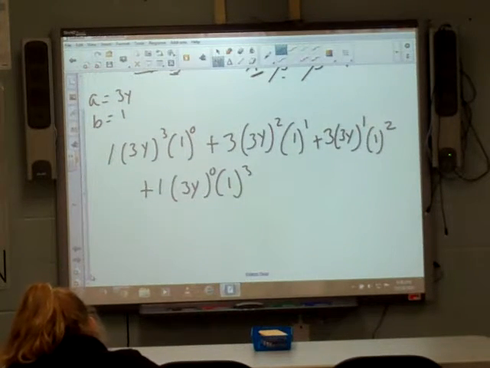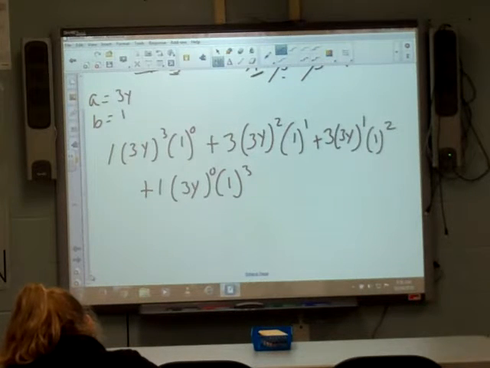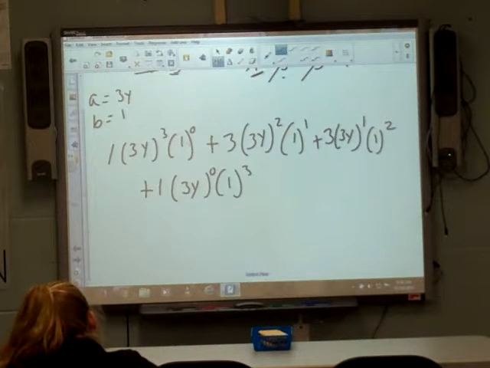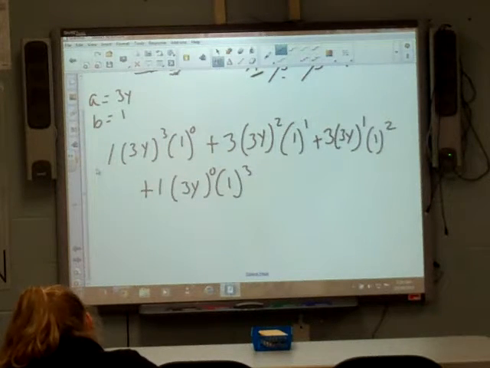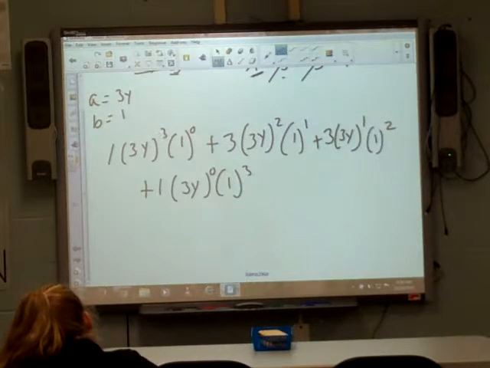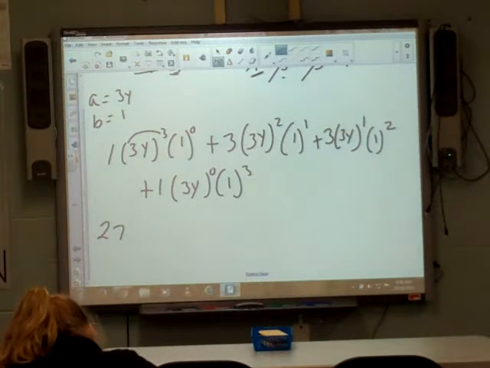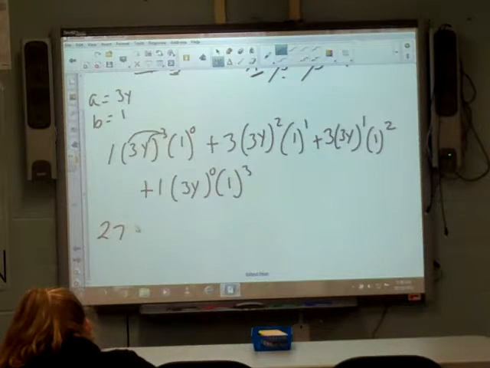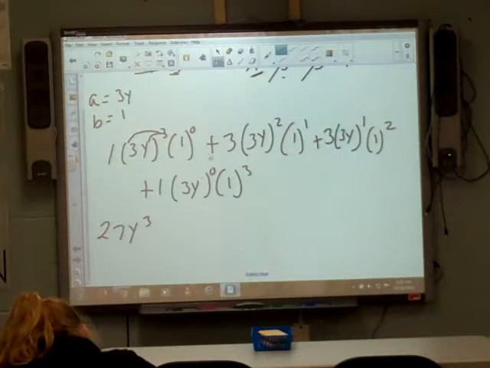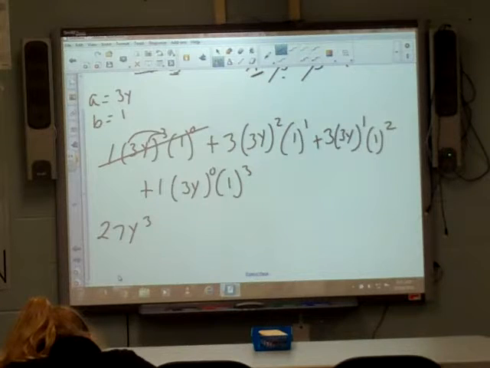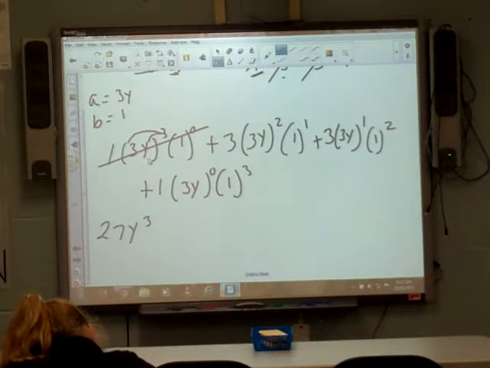Alright, this one's going to be a little bit trickier to clean up because our A had a 3 with it. It wasn't just a y. So I know this piece is 1. I've got a 1 there, so that's not going to affect anything. So 3 to the third. 3 times 3 times 3. 27. y to the third. So you do the 3 with it. It has to go to both of them. 3 to the third and y to the third.